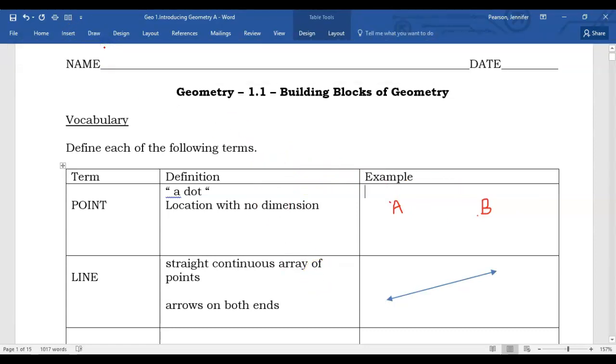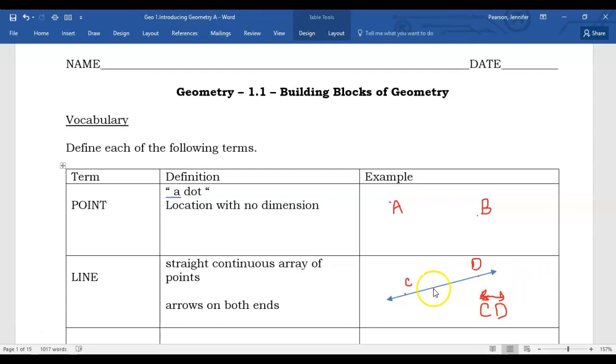So I'm going to add some points to this line. I'll put a point here and I'll call that point C. I'll put a point here and I'll call that point D. So then the name of this line is line CD. So that would be CD, and we actually draw a bit of a line on top of that. There should be an arrow on each end showing us that the name of this is line CD.